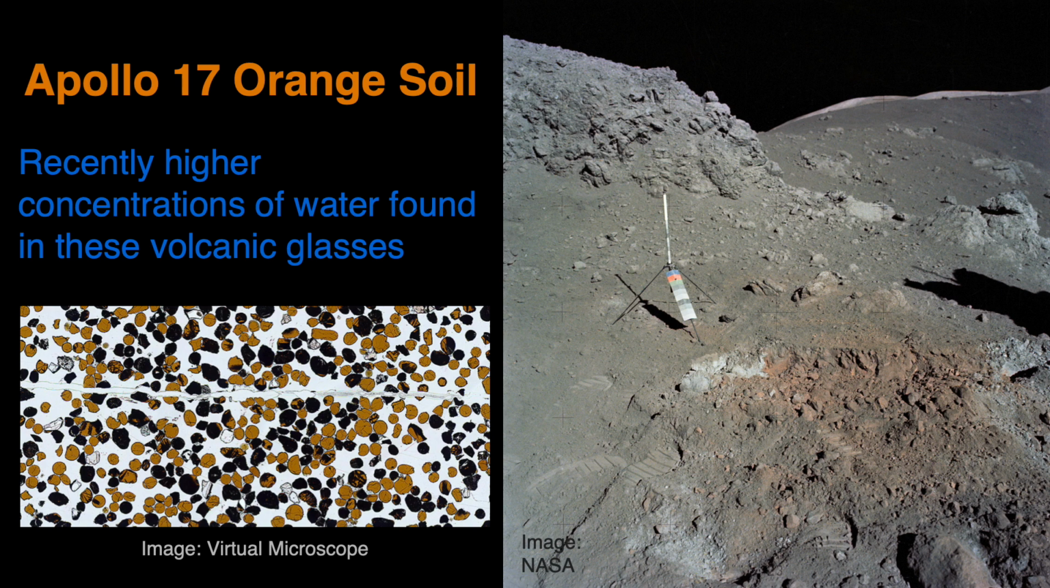Specifically, Apollo 17 astronauts found orange soil as shown in the picture on the right. If you look at that soil using a microscope, as shown in the image on the left, you will see small orange glass beads. These beads were produced as volcanic material cooled very quickly. Since these beads solidified quickly, they are ideal for trapping any water that was present at the time.